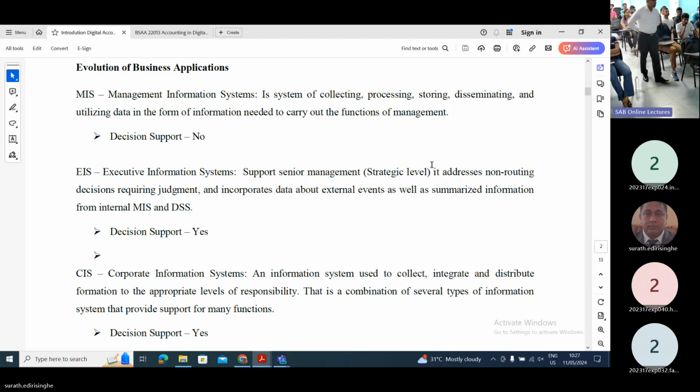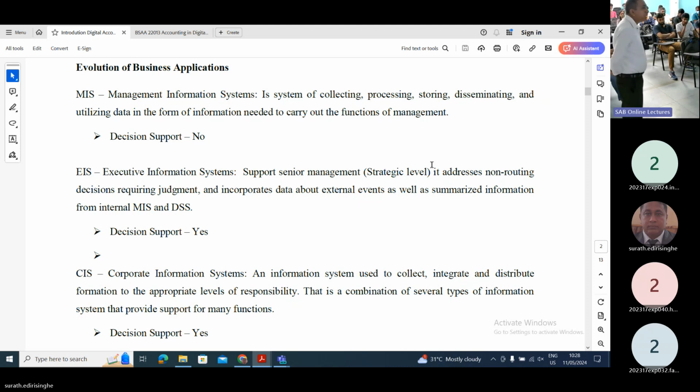The third one, corporate information system. The corporate information system is also used by the top level people, and this information system is used to collect, integrate, and distribute information at the appropriate level of responsibility designed by the management. Whether it is used only by the top level people or mid level is designed by the company. Appropriate level of responsibility designed by them.